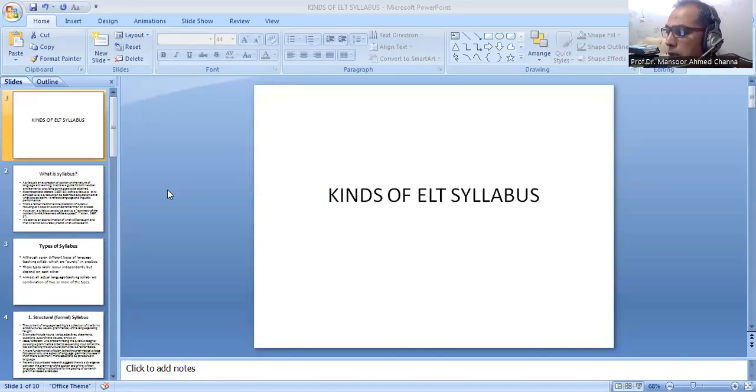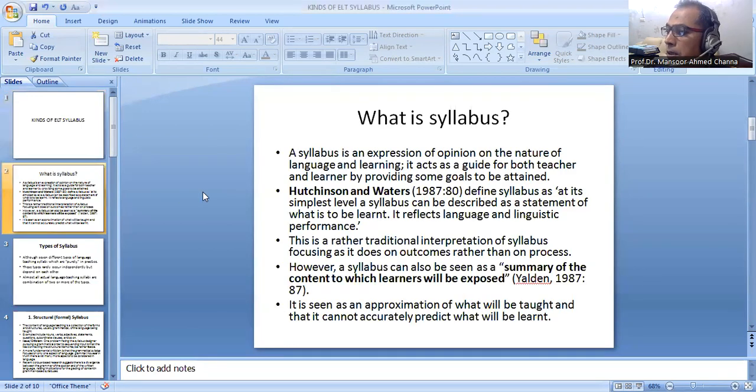Let's start to study about kinds of ELT syllabus. What is syllabus? A syllabus is an expression of opinion on the nature of language and learning. It acts as a guide for both teacher and learner by providing some goals to be attained.